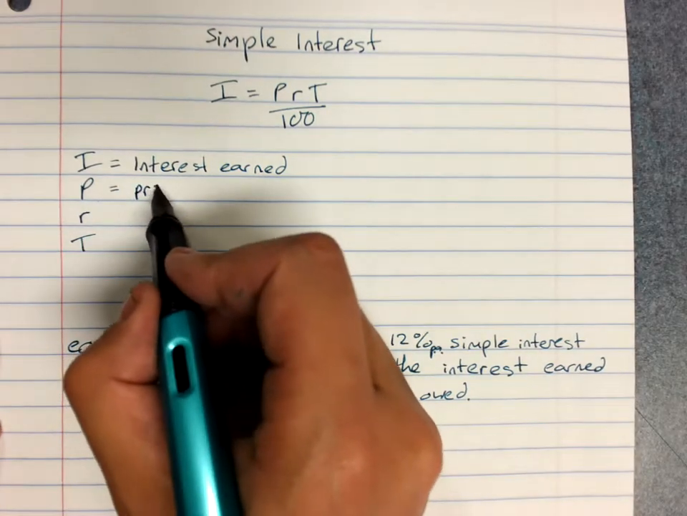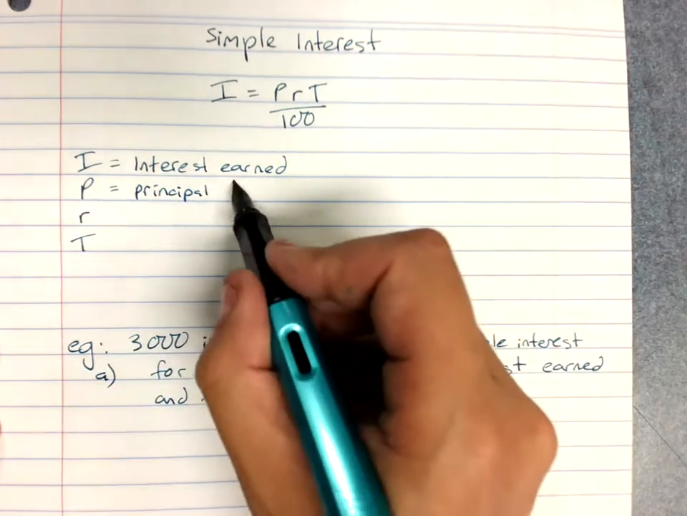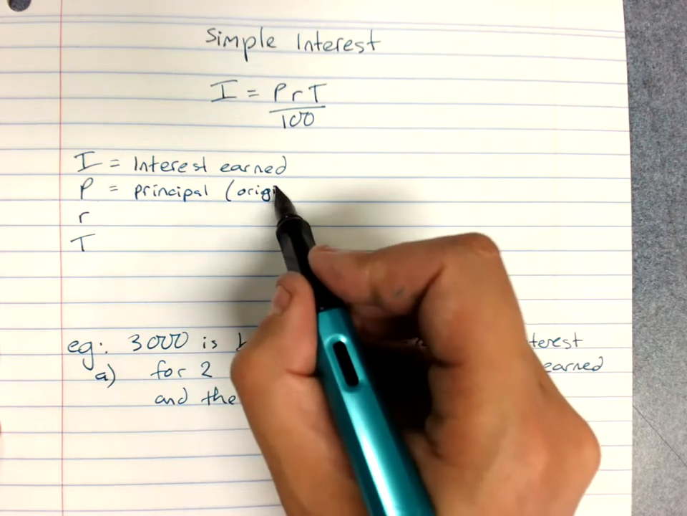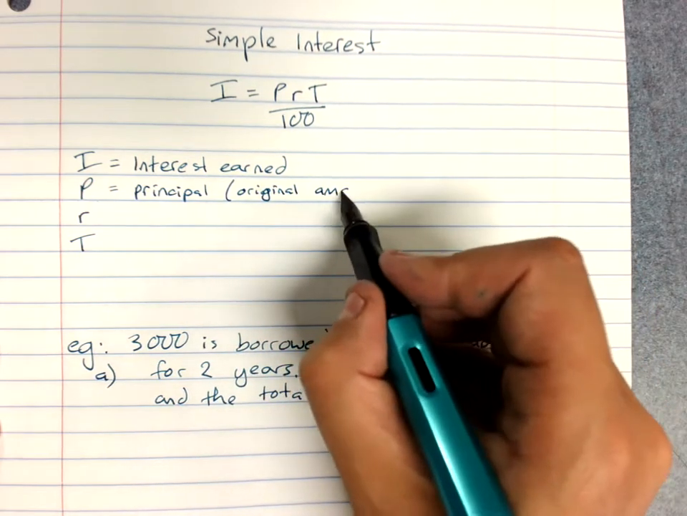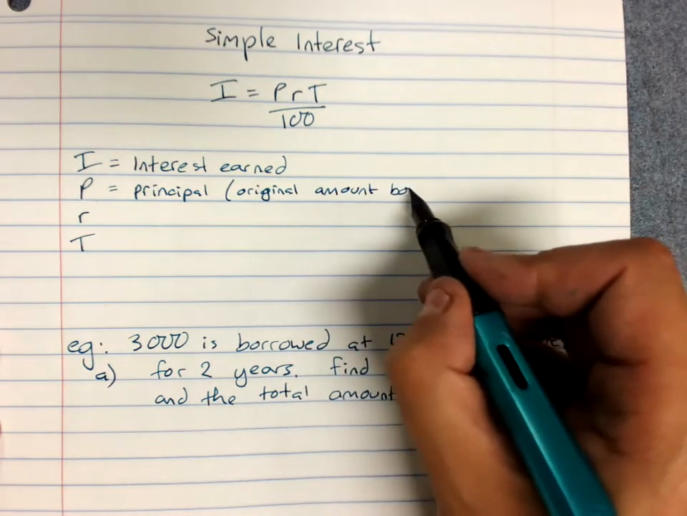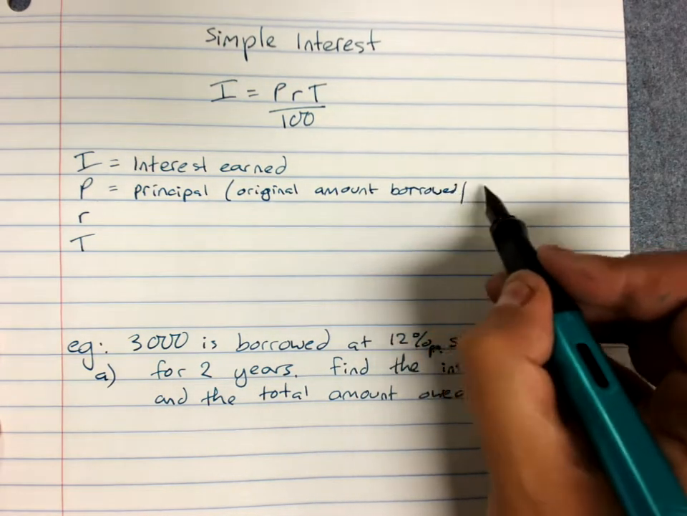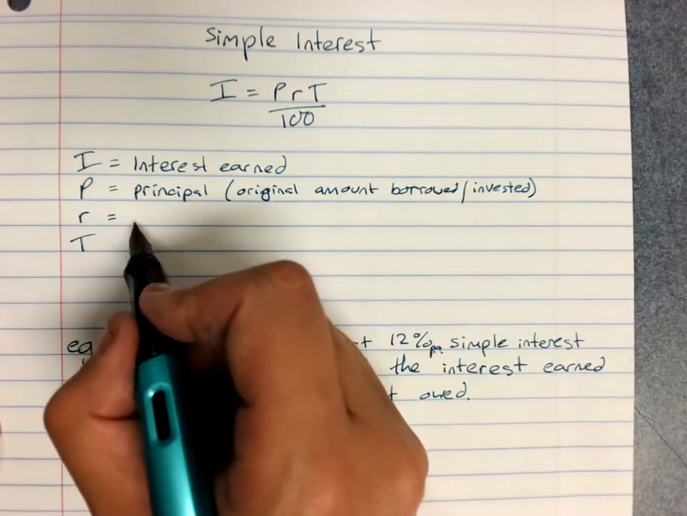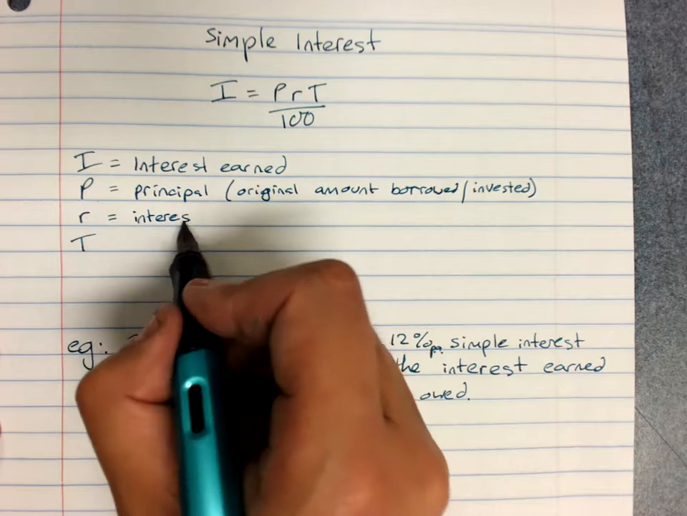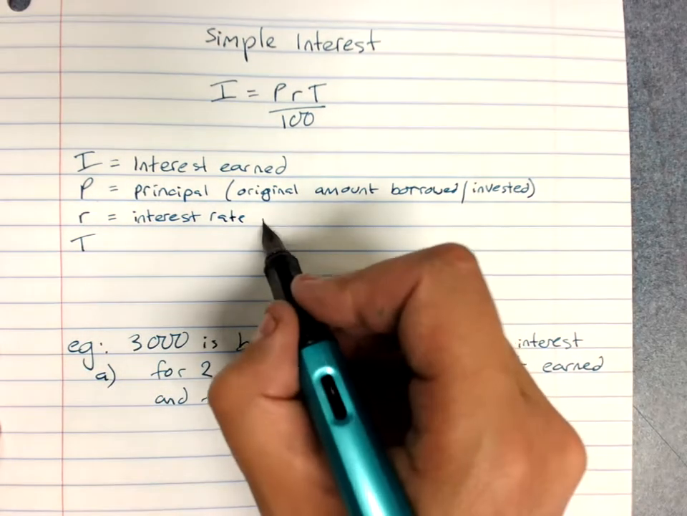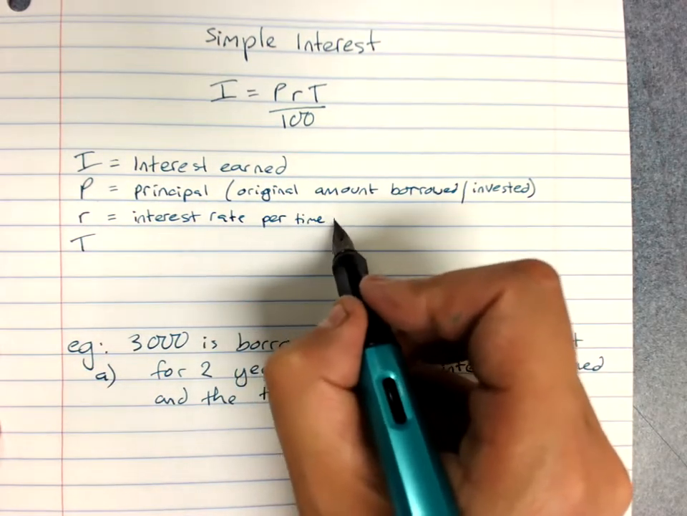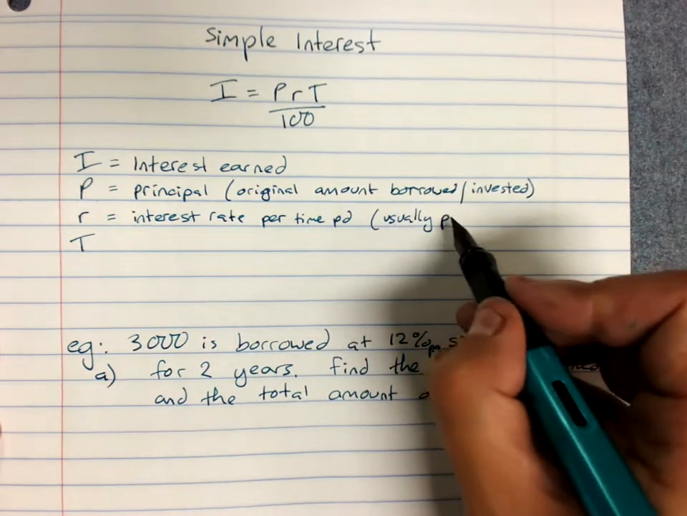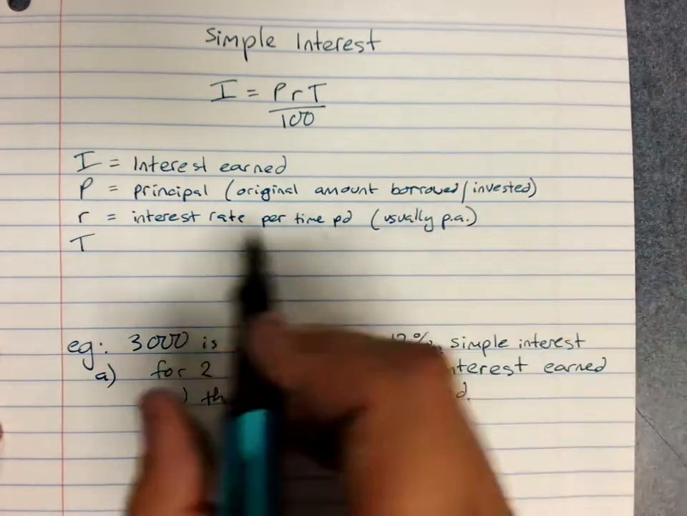P is the principal, which is the original amount borrowed or invested. R is the interest rate per time period. Now for simple interest, it's usually per annum, per year.